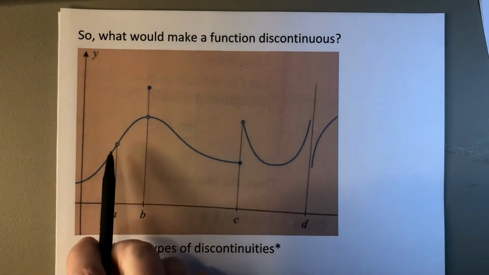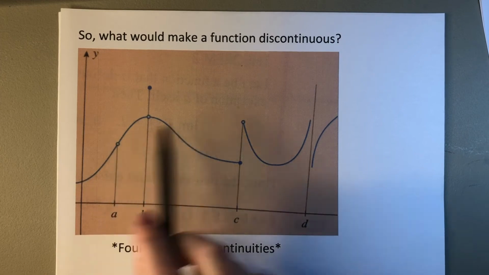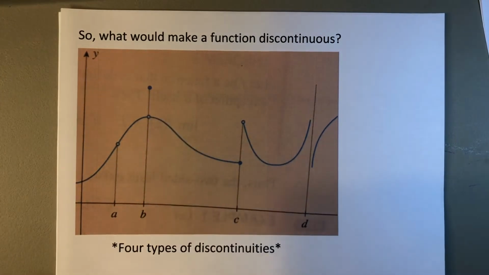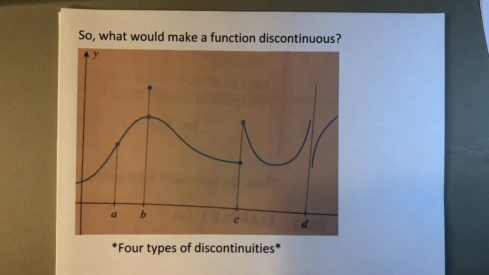So letter A is just going to be a hole. It's called a hole. And this is called a jump in the graph of the function. These are specifically called removable discontinuities.